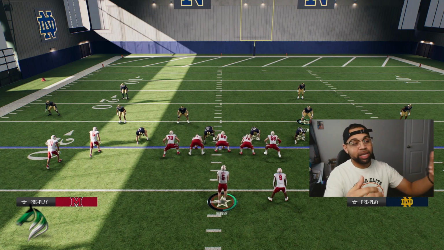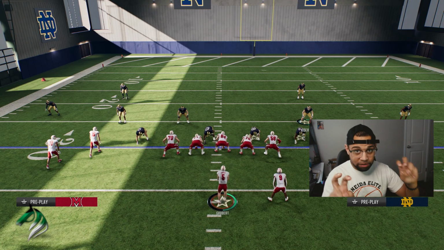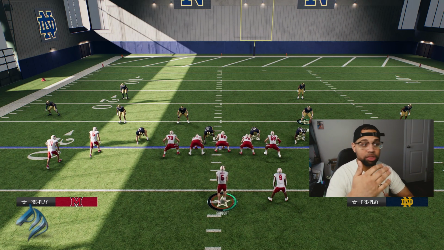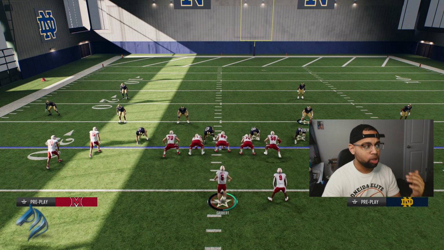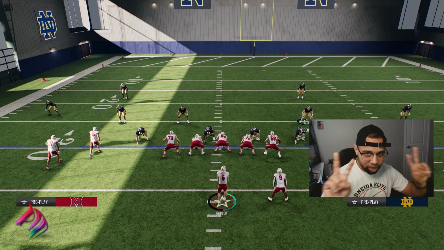Why? Because they not only have the same alignment, most cover 2s in this game can also be coverage shelled as a cover 4. Same thing with cover 4 being shelled as a cover 2. The shells are going to make your life 10 times easier, even if you're going with a cover 0 shell where the linebackers are kind of pinched into the line because they're sending an all-out blitz.